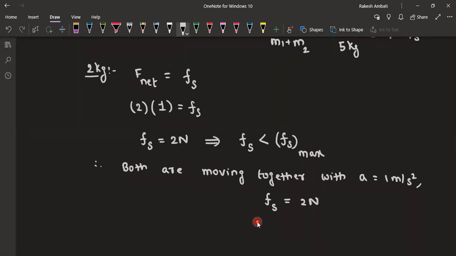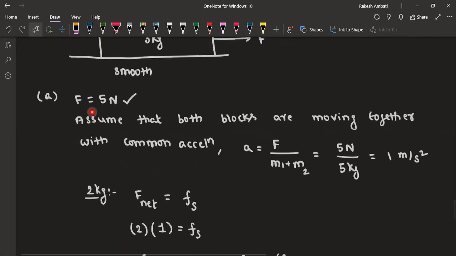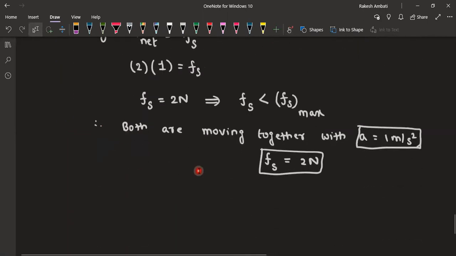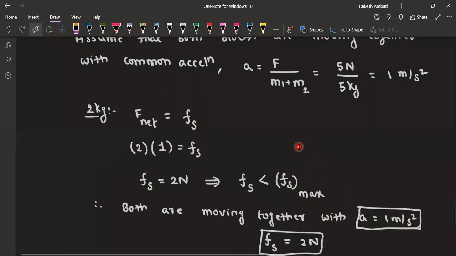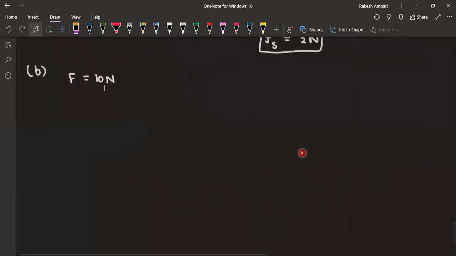Now we have the acceleration of each block, and we have the frictional force between the blocks. So the first part of the question, the applied force is given as 5 newtons. The second part: the applied force is given as 10 newtons. The same procedure we have to follow right now.